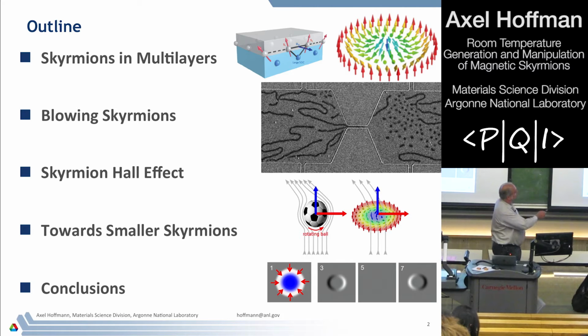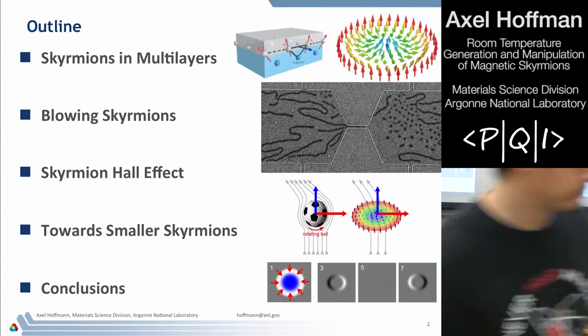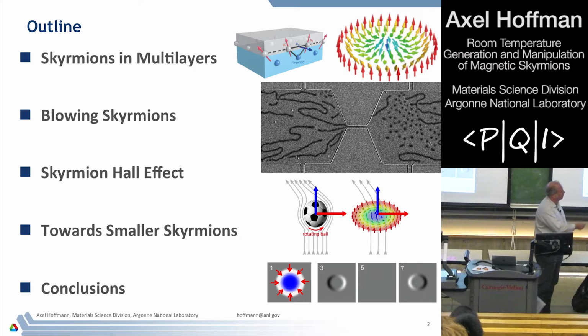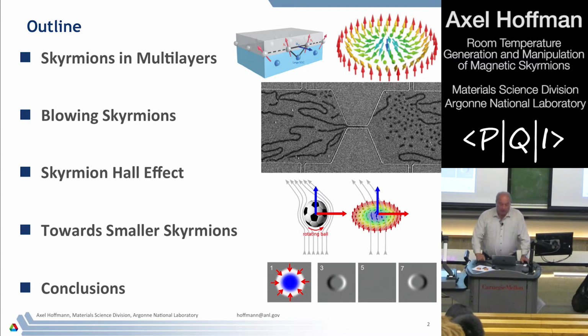You can actually blow them out in a process like this, which looks very much like blowing soap bubbles. Then I'll tell you a little bit about the Skyrmion Hall effect, where the distinct properties of these spin textures give rise to a very specific way how they move. And then all this early work that I show here is related to skyrmions that are fairly large and easy to observe. But if you really want to do something useful, you probably want to have small skyrmions. And I'll show you a little bit how we go in that direction. And at the end, of course, I have a few brief conclusions here as well.